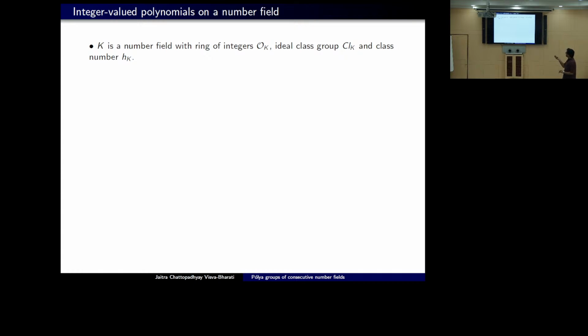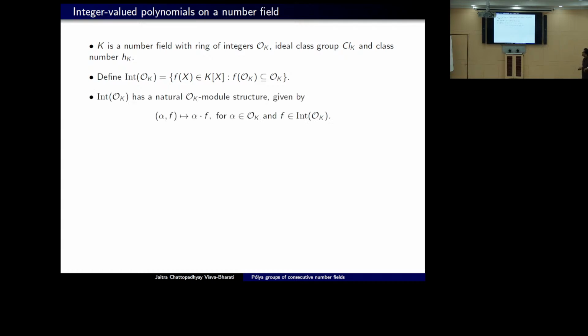Now for any number field, we can also define, the way we had defined Int(Z), this set called Int(O_K). This is the collection of all polynomials with coefficients from K that take the ring of integers to itself. Likewise, for K equal to Q, O_K was Z. So Int(O_K) in the case of K equal to Q is nothing but Int(Z). So now this Int(O_K), we can endow it with an O_K-module structure. To give some set a module structure, what we need to do is to define some function from O_K cross Int(O_K) to Int(O_K).